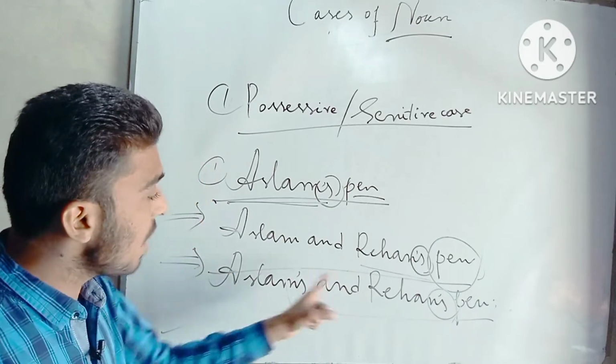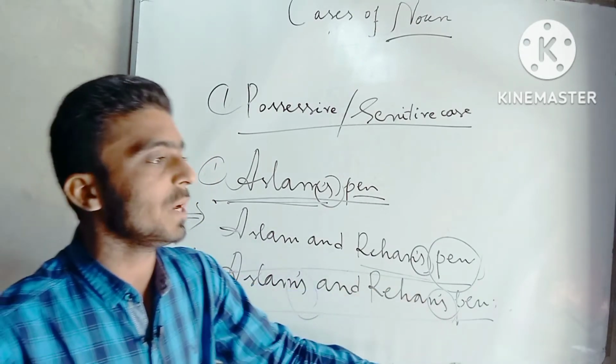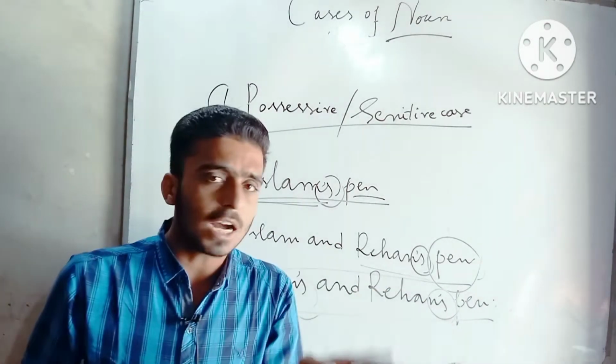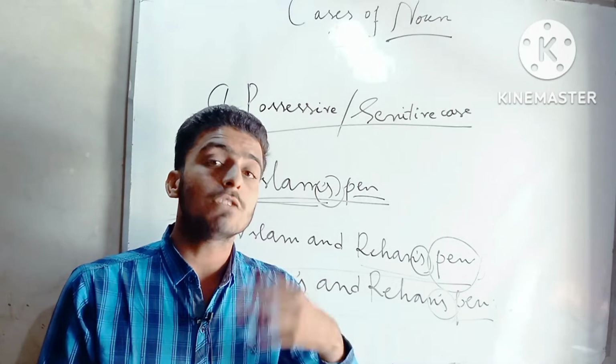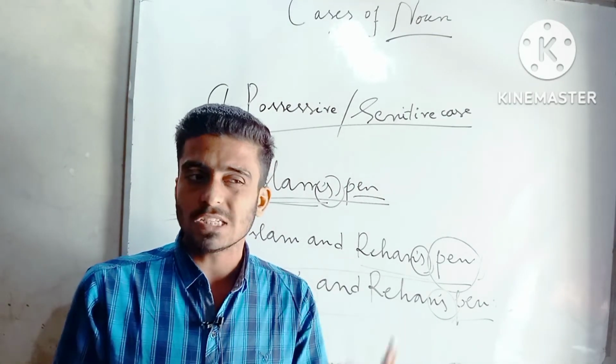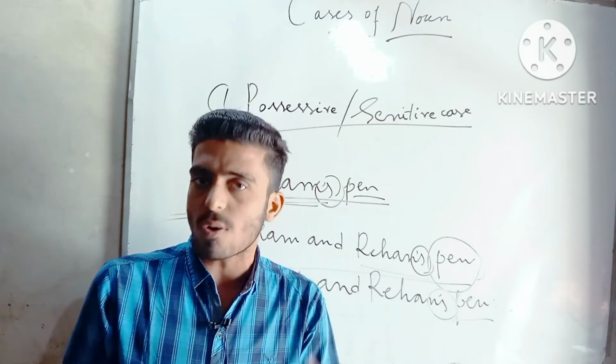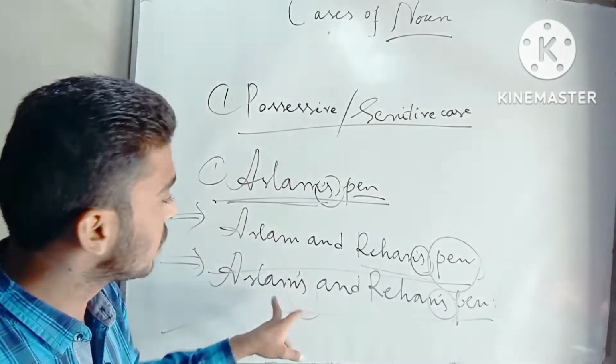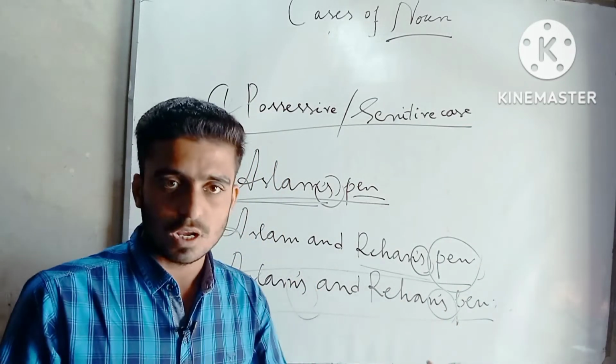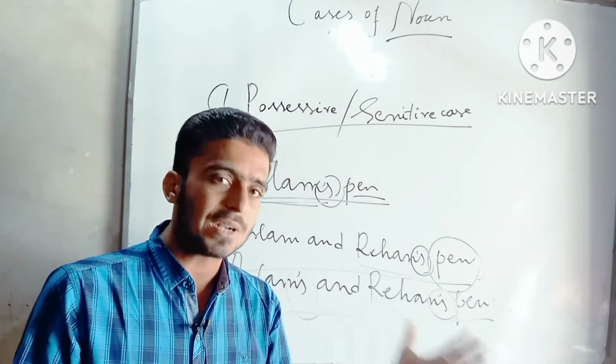It means Aslam's and Rihan's pen. It means Aslam and Rihan are two different persons and they have two different pens. It means two different things and two different owners. So we will give the apostrophe with both nouns if both of them have different things.